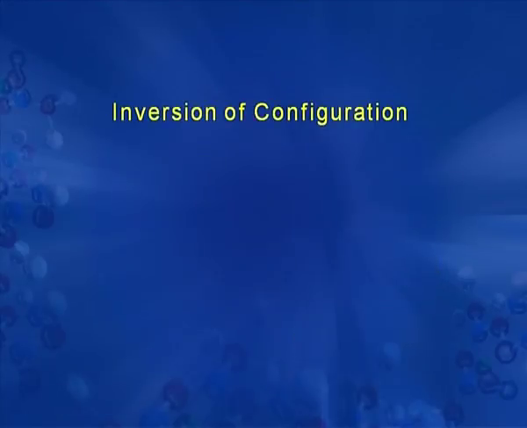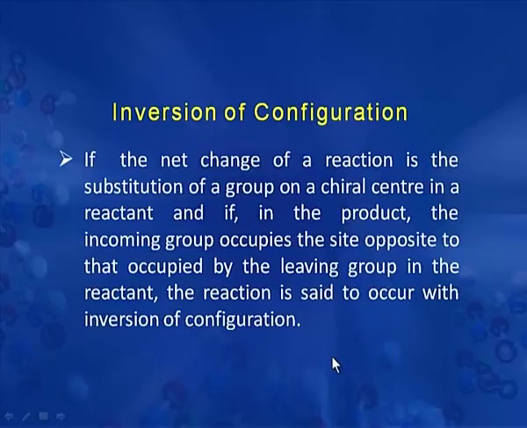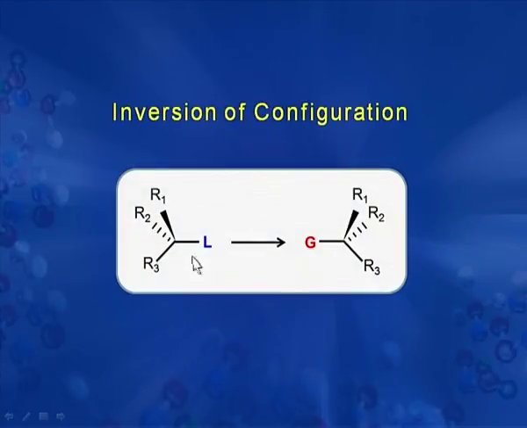Another is inversion of configuration. Now, inversion of configuration is that if a net change of a reaction is substitution of a group on a chiral center in the reactant in such a way that the incoming group occupies the position which is opposite to that which was earlier occupied by the leaving group. Let us understand with the help of this example. Say this is the leaving group, some reaction has occurred and the group that has occupied this position comes in this direction and all these 3 groups have gone in this direction. That is, the overall molecule has got inversion of configuration.